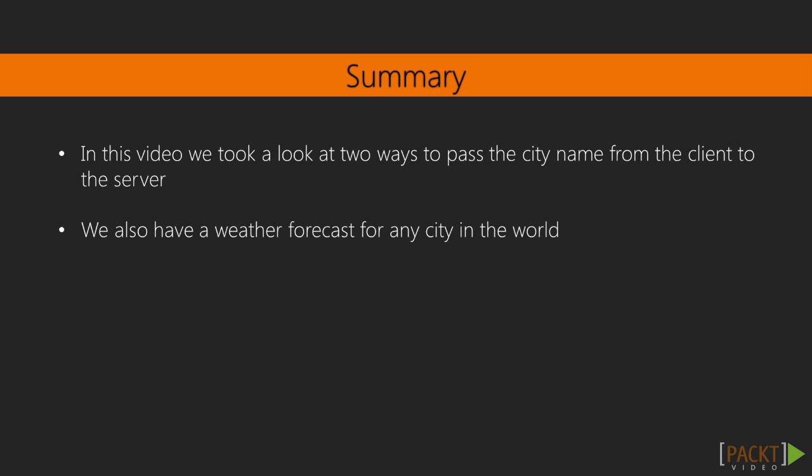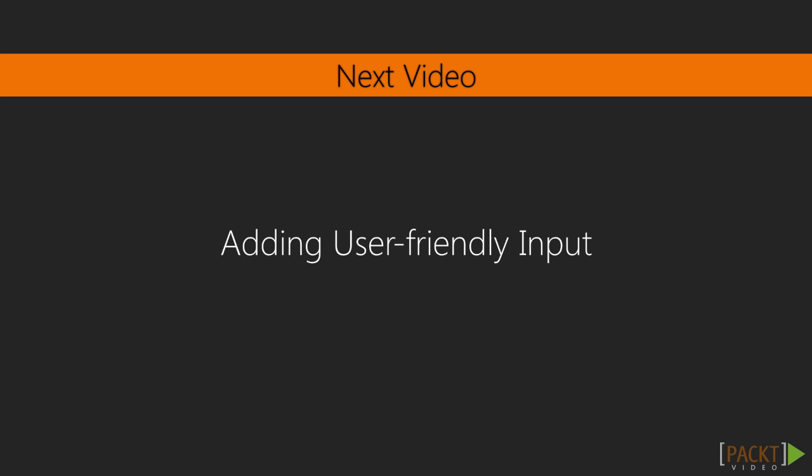In this video, we took a look at 2 ways to pass the city name from the client to the server, and we can now get a weather forecast for any city in the world. In the next video, we'll be adding a user-friendly input to pass this information, and we'll also take a look at how to do post requests in Flask.